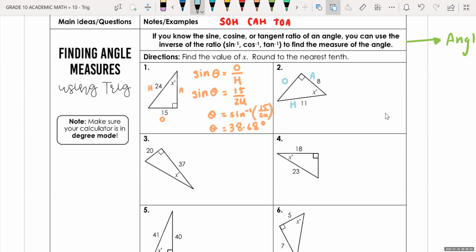Sorry, that HEPA filter is so loud, I don't think I can hear much. Cos theta is equal to adjacent over hypotenuse. The reason we use cosine is because the opposite side length is not given to us, so we can't use sine, we can't use tan. They both have opposite. The only thing we can use is cosine. We're going to put in the information that's given to us. So cos theta is equal to 8 over 11. And in order for us to figure out the angle, theta, we're going to, in our calculators, go cos inverse 8/11.